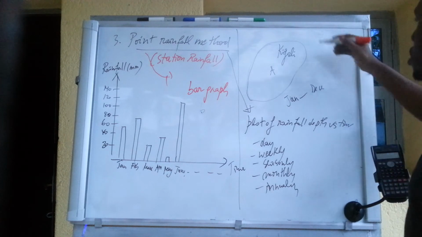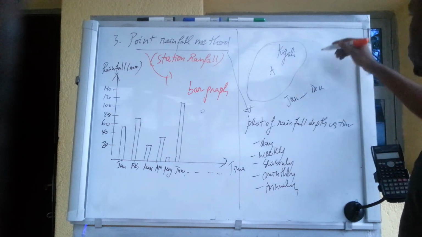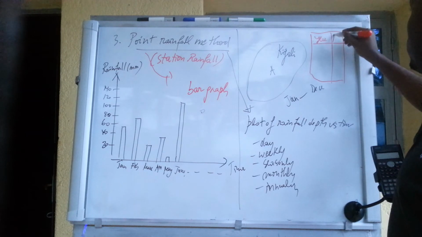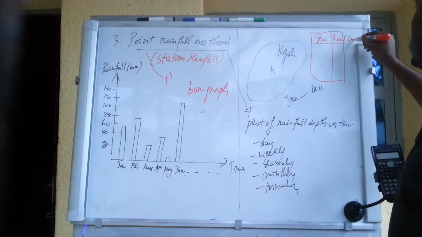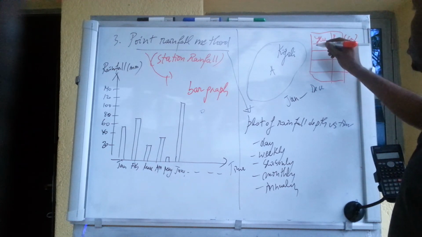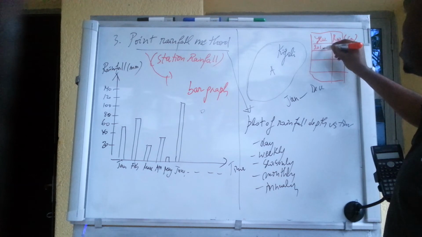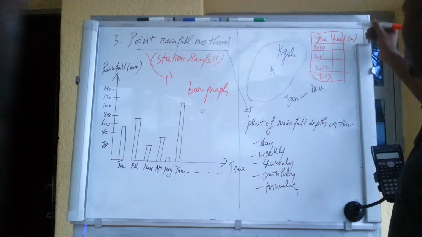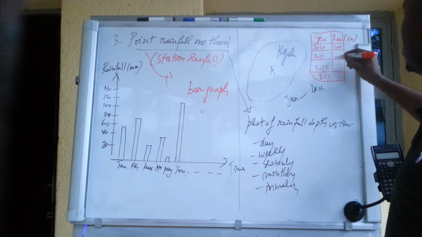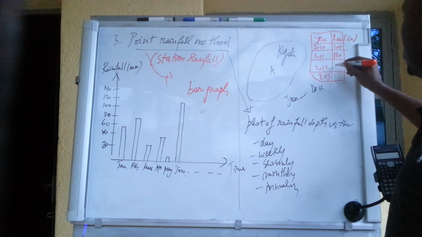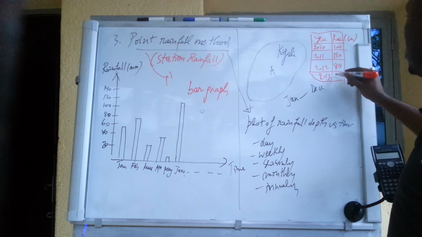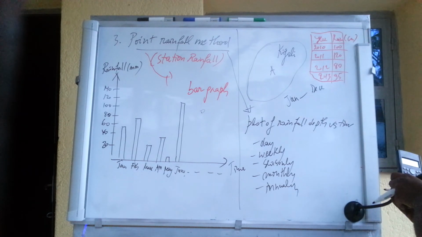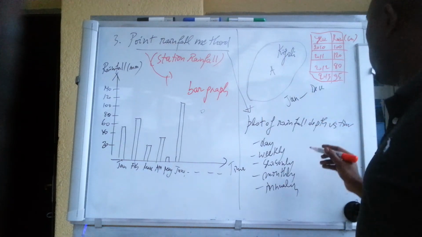So assume that we have also different years. Let's say we have the rain recorded maybe in centimeter. So we have maybe year 2010, 2011, 2012, 2013. Here we have, let's say, 100, 120, 80, and here we have maybe 95 centimeters. If you want, you can present these data using what we call the point rainfall method.